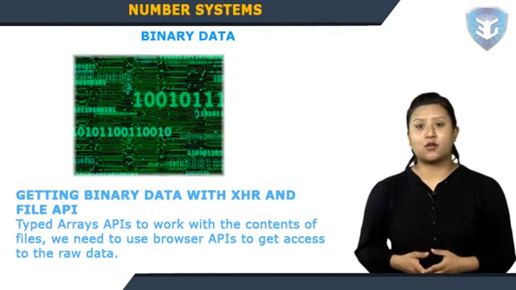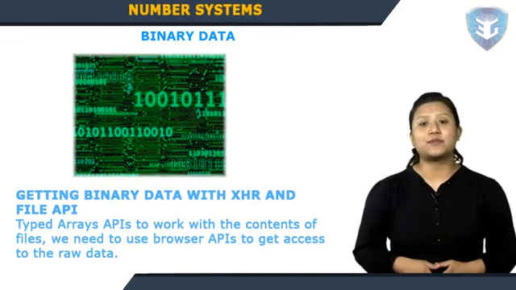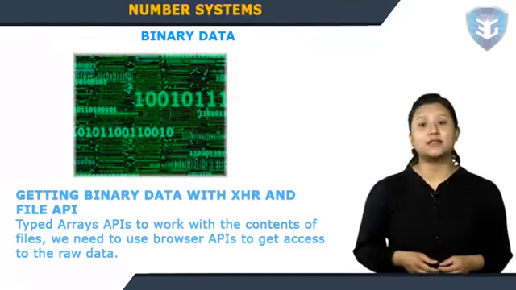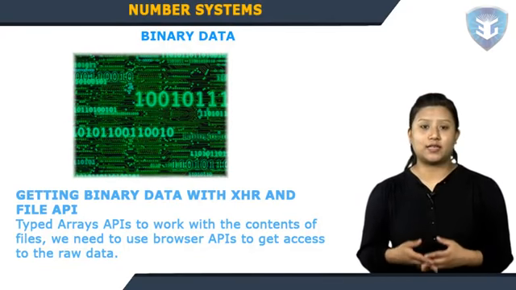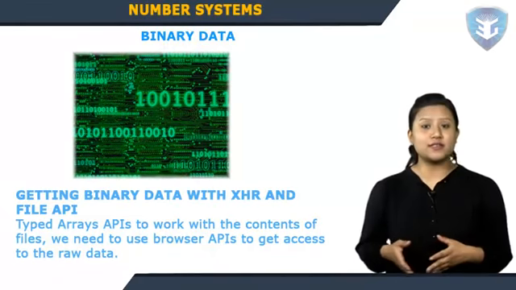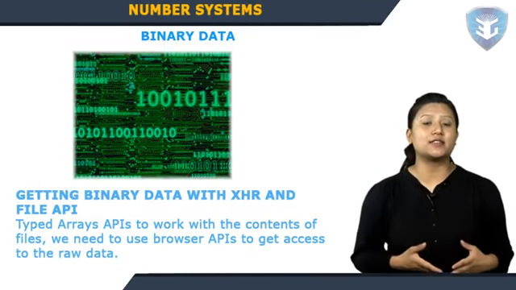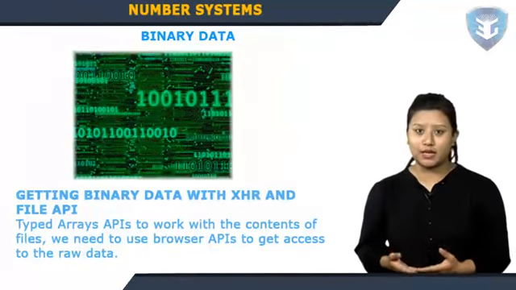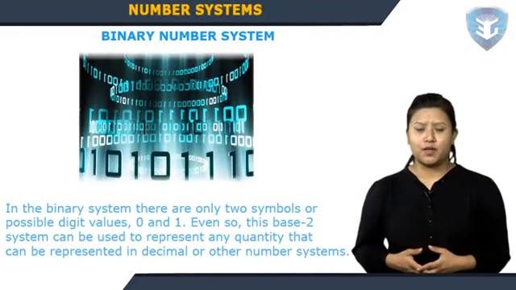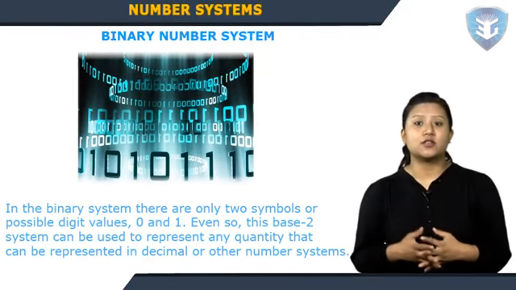Getting binary data with XHR and File API. Before we can use the typed arrays APIs to work with the contents of the files, we need to use browser APIs to get access to the raw data. For accessing files from the server, the XML HTTP request API has been extended with support for various response types. Binary number system. In the binary system, there are only two possible symbols or digit values, 0 and 1.